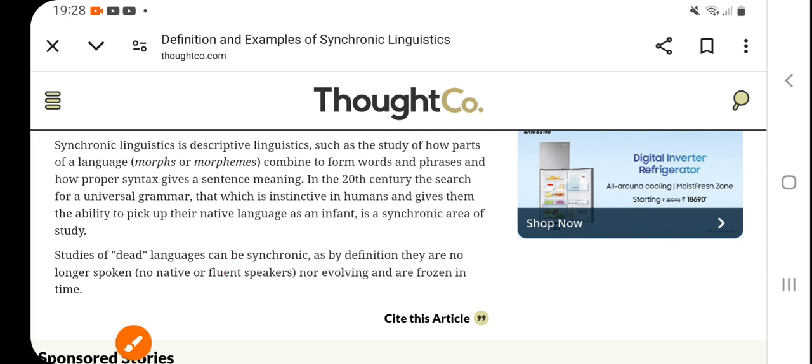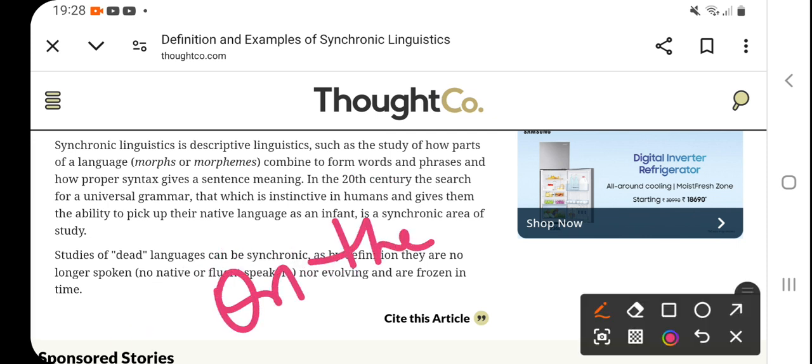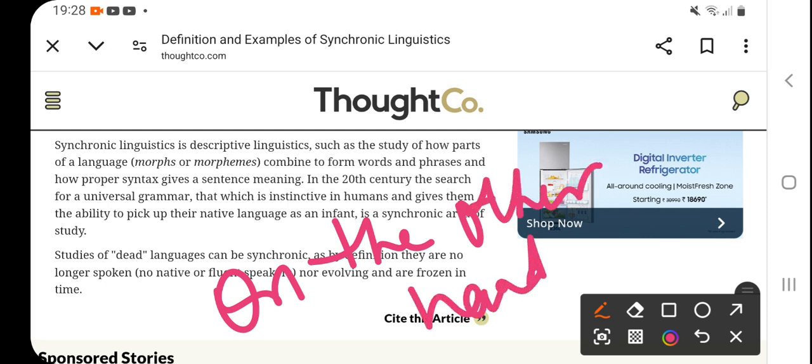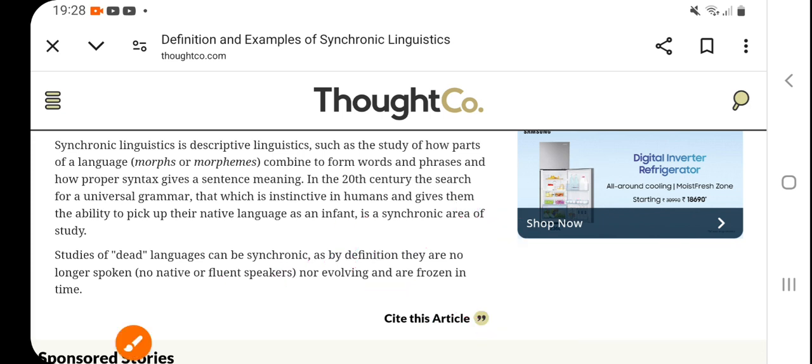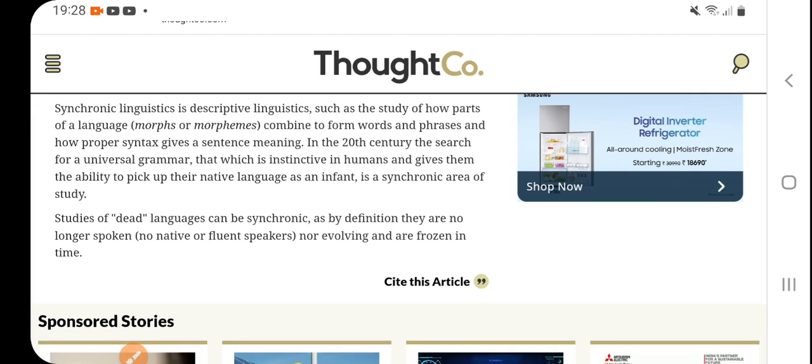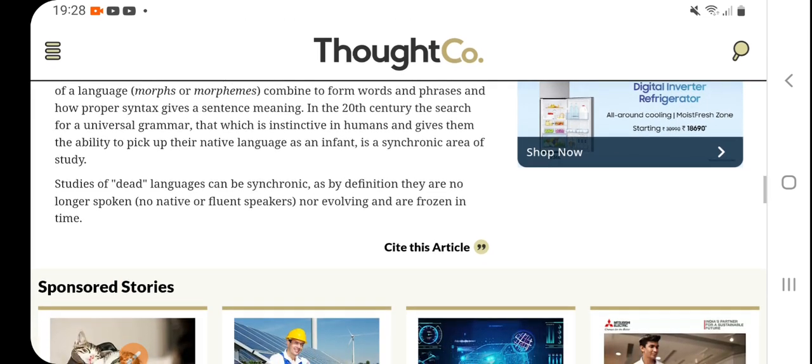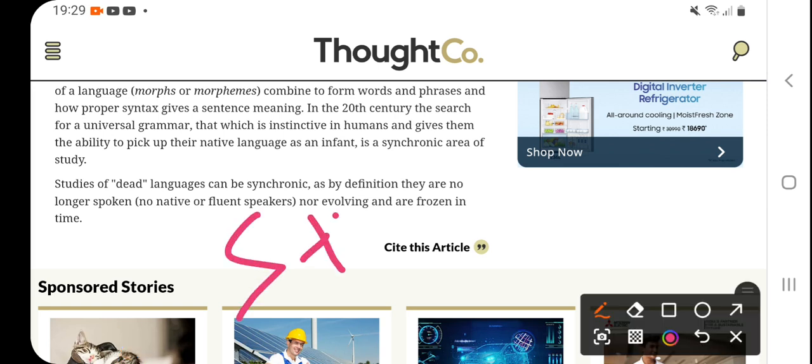But suppose another example is "on the other hand". What is that? That's a phrase, a combination of words. And how proper syntax gives a sentence meaning: proper syntax means here subject, then verb, then object. If you change the order, like "have I one car", it does not follow the order, and that's why there is no clear meaning.